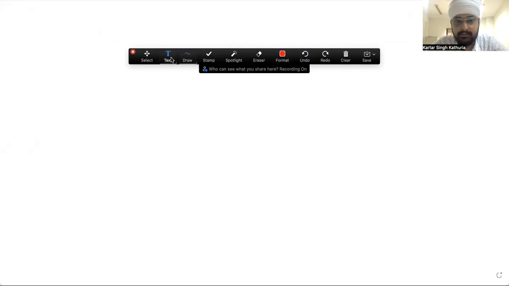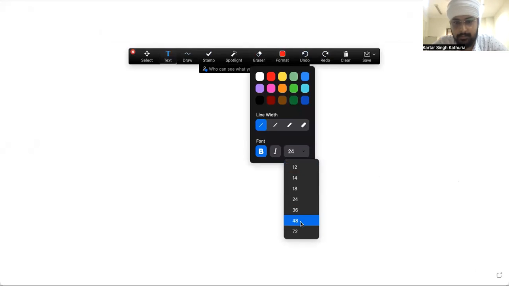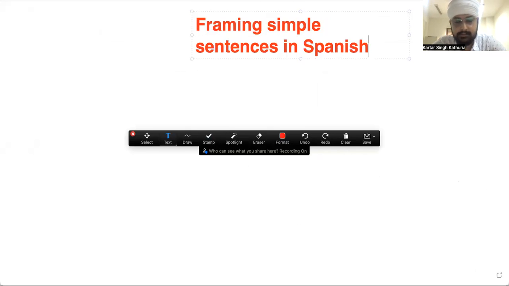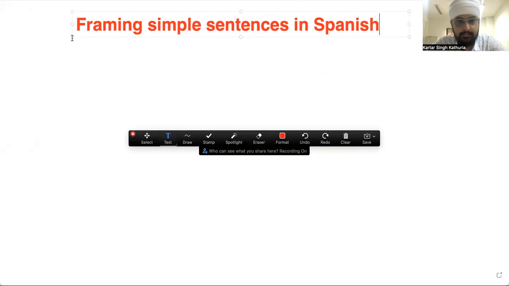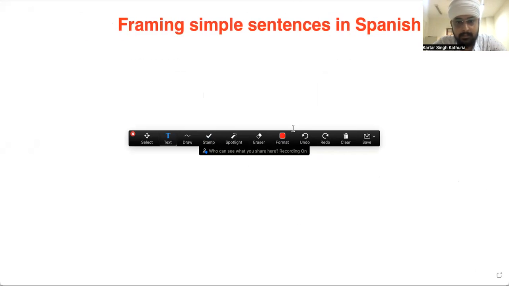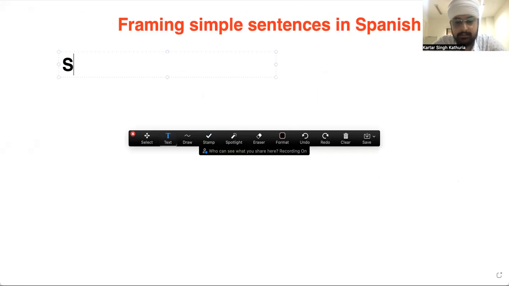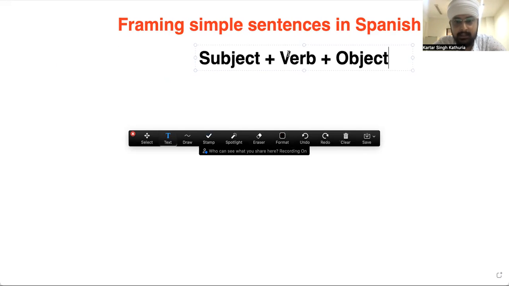So in Spanish language, like all the other languages, verbs play a very important role. Framing simple sentences. The basic rule of the formation is we need to identify the subject plus verb plus object if there is any. The main thing is this, the verb.